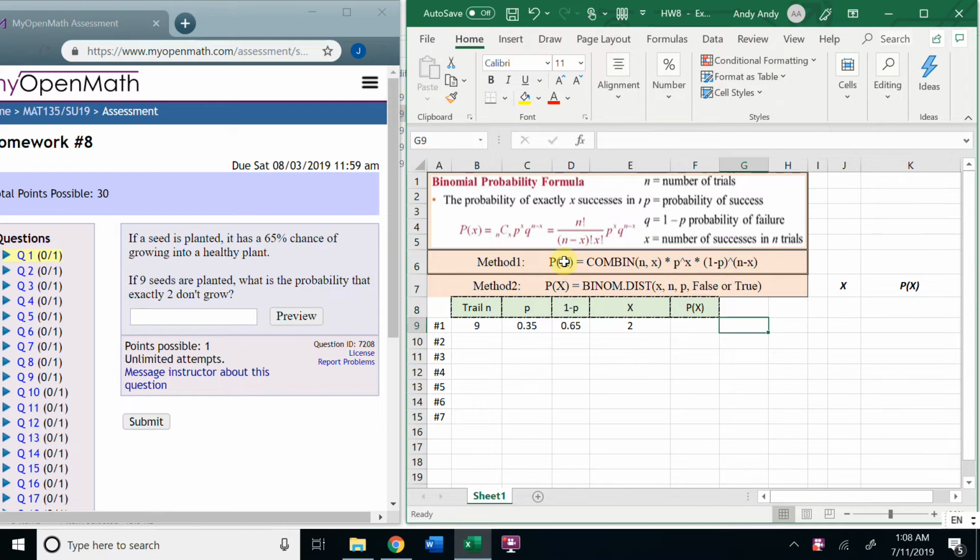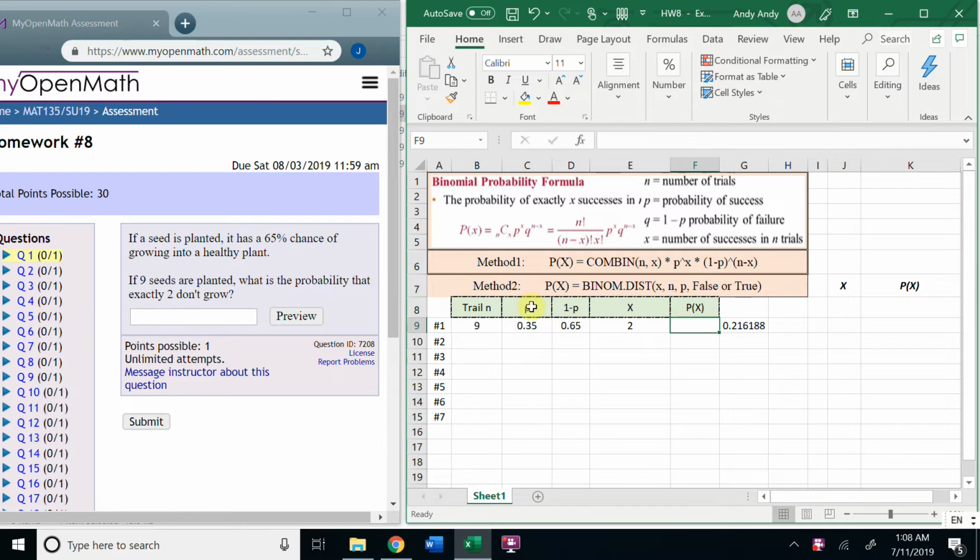For the first formula, we use the combination, 9 choose 2, times 0.35 to the power 2, and times 0.65 to the power 7, since 9 minus 2 is 7.